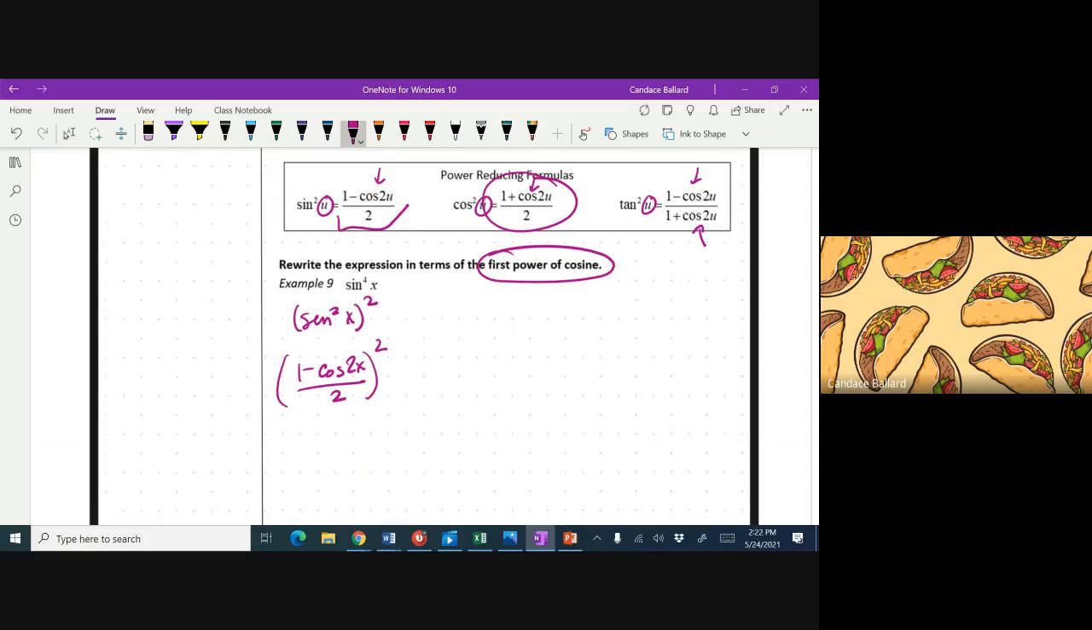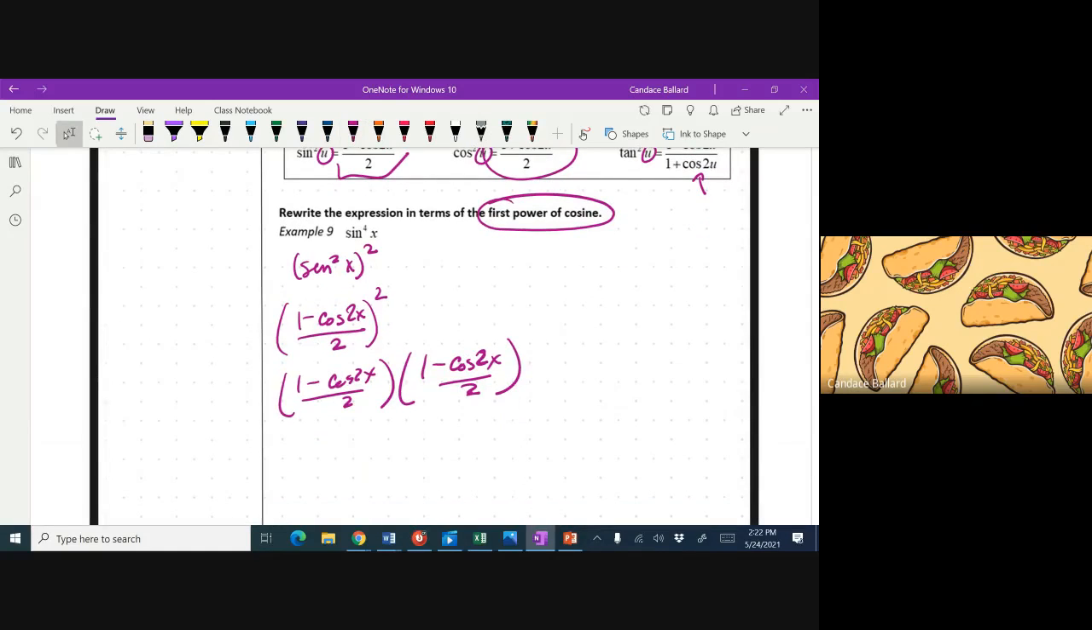All right, hopefully you remember that when we see something squared, especially that's a binomial, that means write it twice, right? So 1 minus cosine 2x over 2 times 1 minus cosine 2x over 2. So write it twice. All right, we multiply fractions. We multiply across the top, across the bottom.